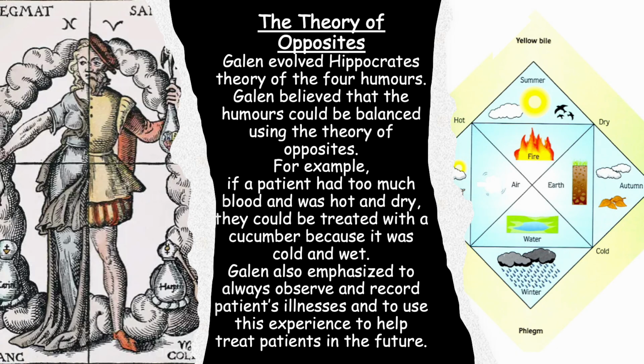The theory of opposites. Galen evolved Hippocrates' theory of the four humours. Galen believed that the humours could be balanced using the theory of opposites. For example, if a patient had too much blood and was hot and dry, they could be treated with a cucumber because it was cold and wet. Galen also emphasised to always observe and record patients' illnesses and use this experience to help treat patients in the future.